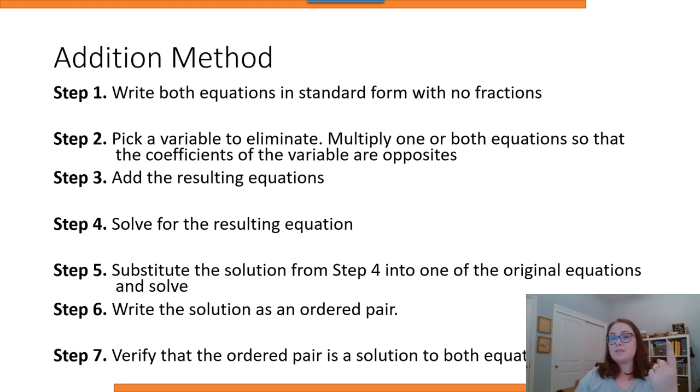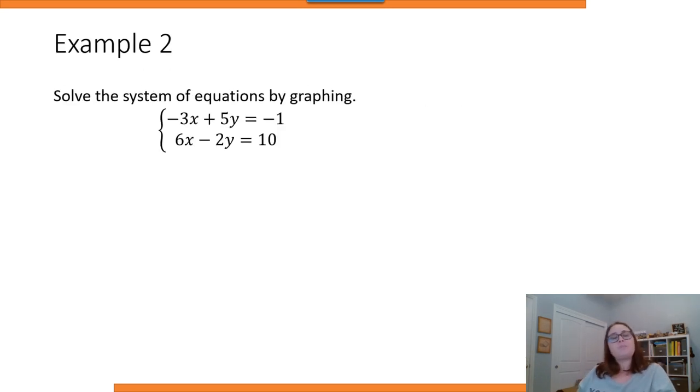So just like with the substitution method, I found a way to eliminate one variable so I can solve for the other. From there, you just take that one solution, plug it back into the original equation, and solve for the second value. So let's see how this works in practice.